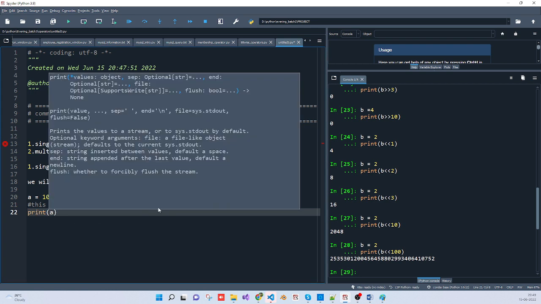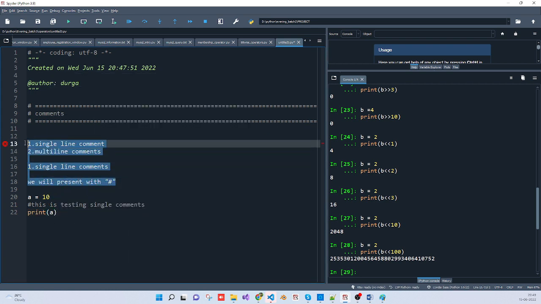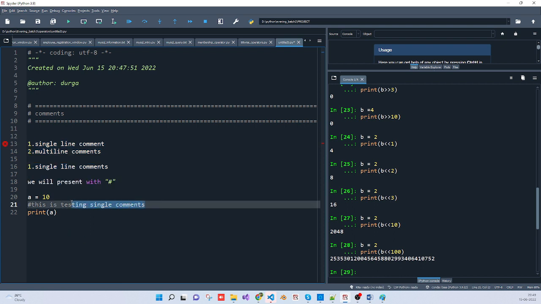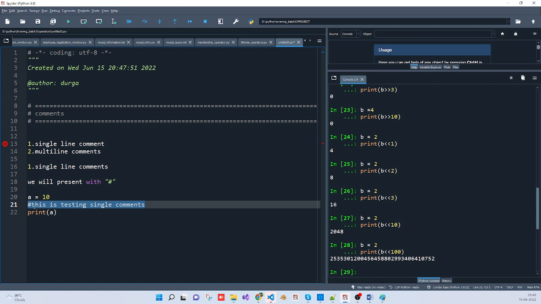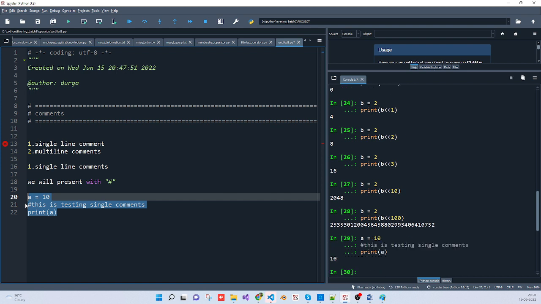Print a. So what happens? The Python interpreter will not check this line. Python interpreter will ignore this particular line. That is what a comment is. When you write the symbol in front of any line, it will take it as a comment, guys. So the Python interpreter will not read this line. Now observe the output. It gives directly 10. It is not showing anything.